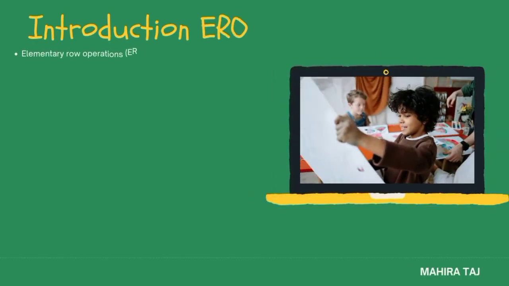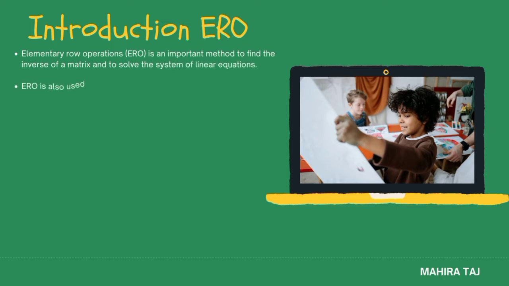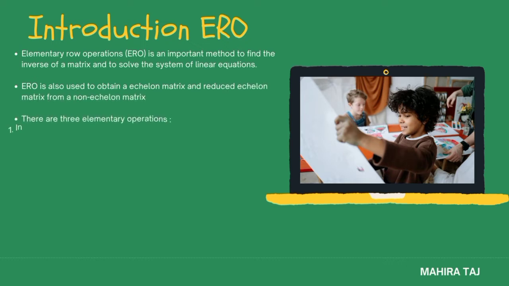Let's get started. Now, what are elementary row operations? Elementary row operations is an important method to find the inverse of a matrix and to solve a system of linear equations through simplifying the matrix. ERO is also used to obtain an echelon matrix and reduced echelon matrix from a non-echelon matrix. There are three elementary operations.